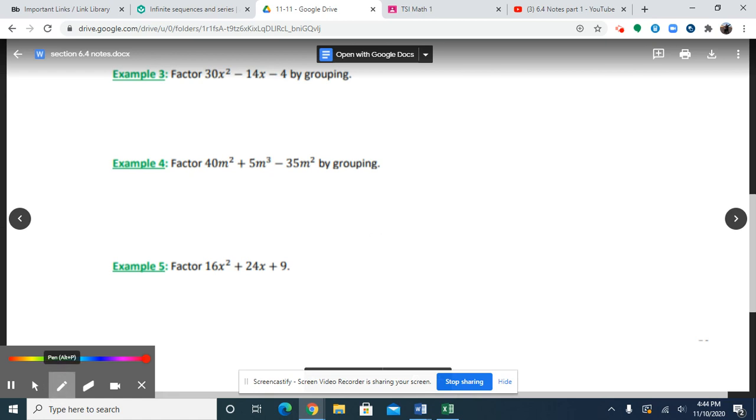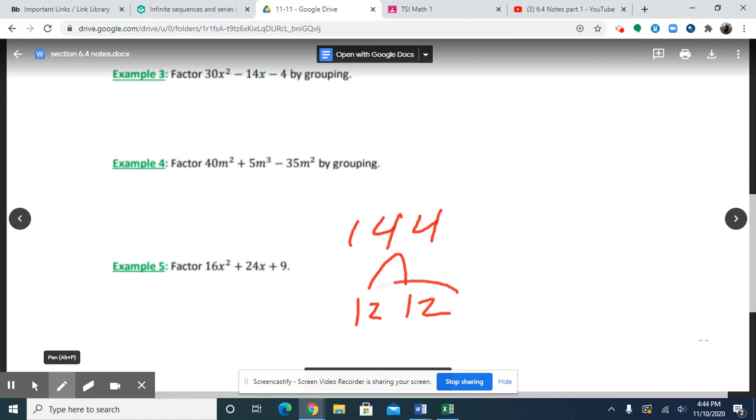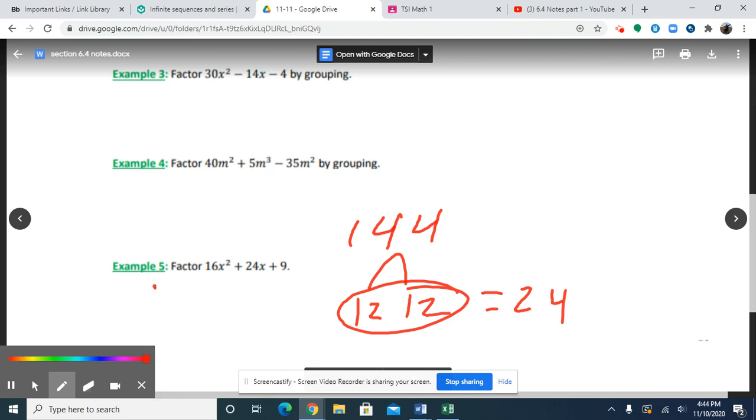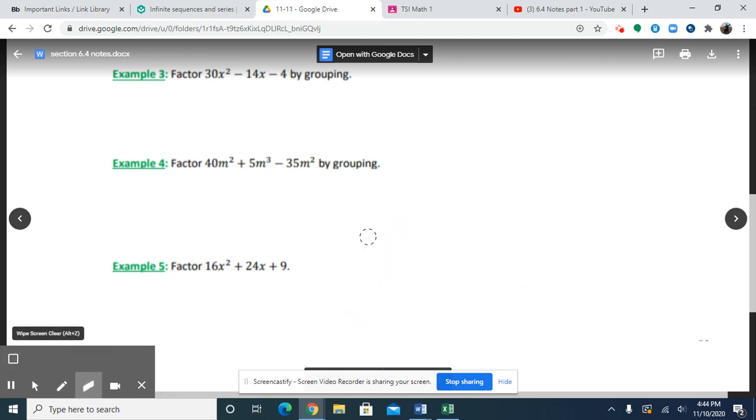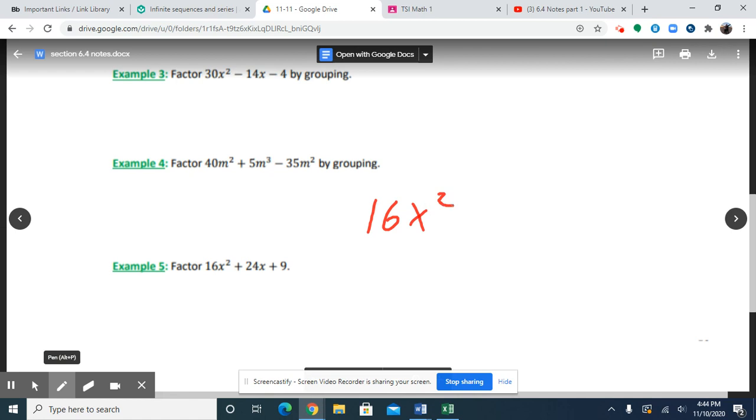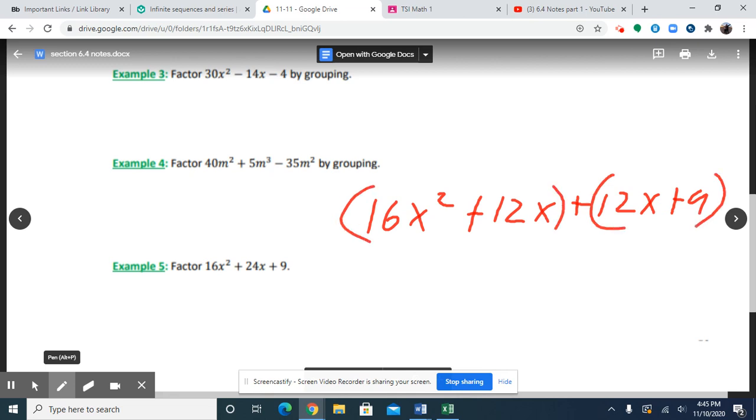So 144, and we use the factors 12 times 12, those will add up to 24. So we're going to have 16x squared plus 12x plus 12x plus 9. Now if we group those, we can factor out 4x from the first part. We'd be left with 4x plus 3. And from the second part, we can factor out a 3, and we'd be left with 4x plus 3.